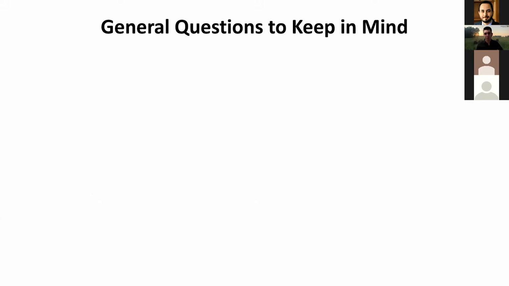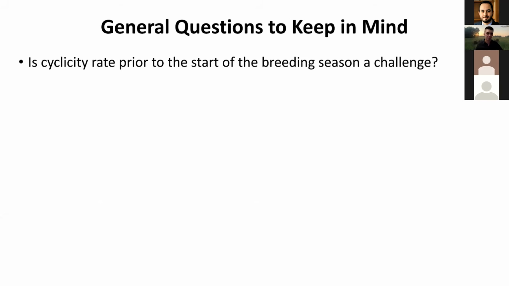A few general questions that you should keep in mind as you select a sync program that ideally fits your system. That cyclicity piece is probably the biggest one. So is cyclicity rate prior to the start of the breeding season a challenge? Where are you starting from in terms of last year's calving season, for example? If you are starting from a situation in which the calving season is fairly extended, you had a lot of cows calving just recently before the start of the breeding season, or maybe it was a long enough breeding season last year that calving is still going on when this year's breeding season needs to be starting, cyclicity is going to be an issue in those kinds of situations.